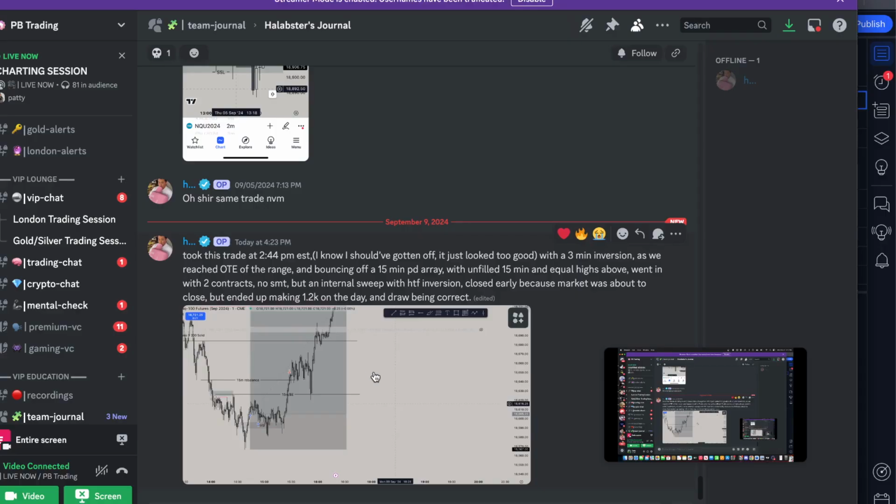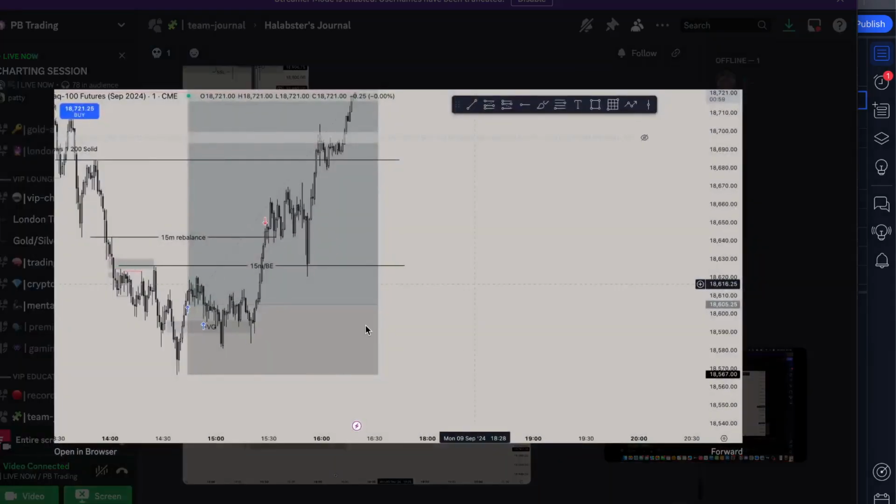Took this trade today at 2:44 p.m. I know it should have gone off, but it just looked too good within a 3-minute inversion as we reached OT of the range. It's bouncing off 15-minute Peter Ray with unfilled 15-minute equal highs above. 1 to 2 contracts on SMT with internal sweep of higher time frame. Closed early because market was about to close but ended up making 1.2 on the day, dropping correct.